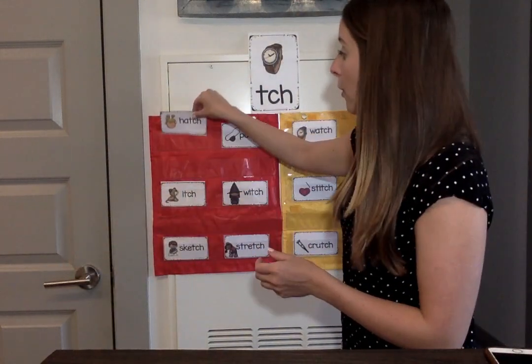So let's sound that out together. We know that H says h, short A says a, TCH says ch. Let's sound that out. H, a, ch. Hatch is our first example. Hatch.